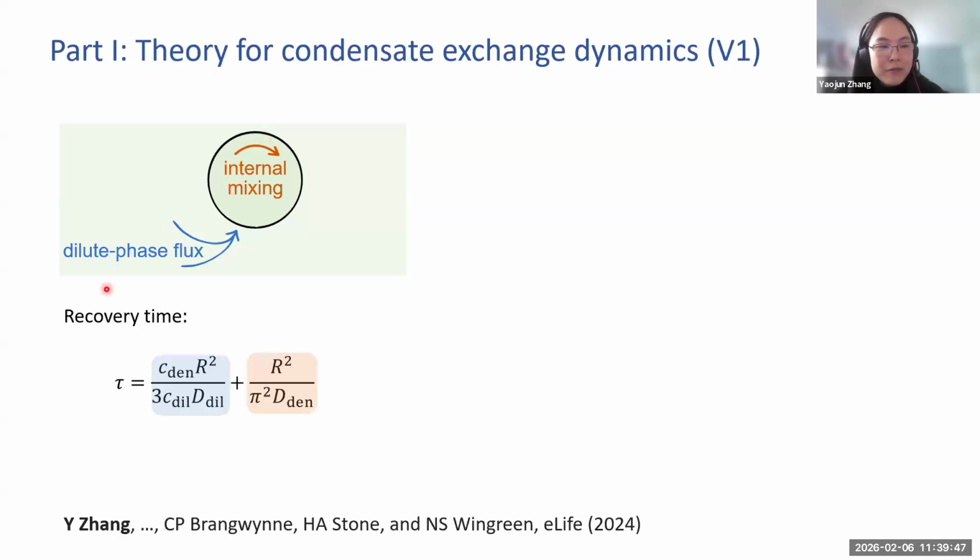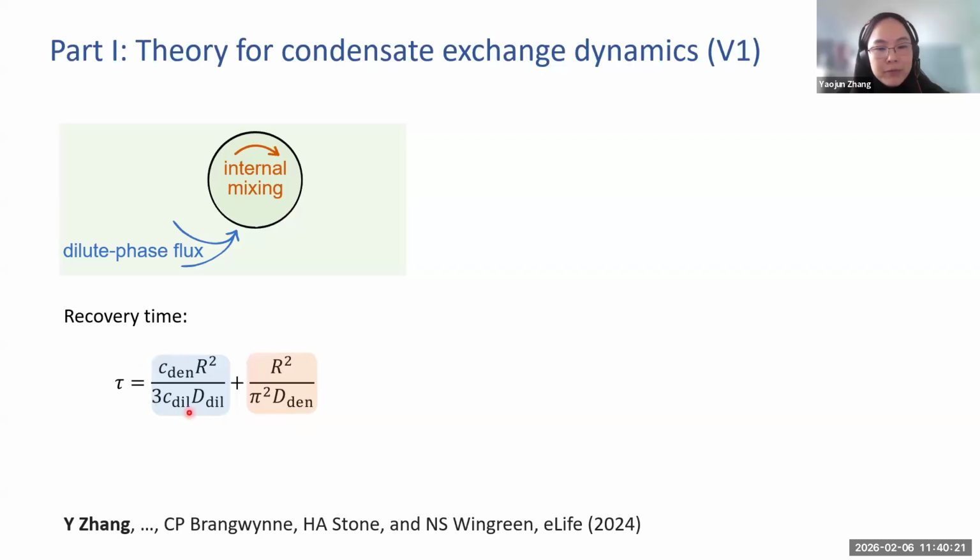So indeed, from a simple version of theory, I would call it version one, we derived an analytical expression for the recovery time, which is clearly set by two terms. Okay, the first term here comes from dilute phase diffusion, and the second term comes from dense phase diffusion. And because these are from diffusive processes, we have characteristic R squared over D dilute and R squared over D dense as the time scales.